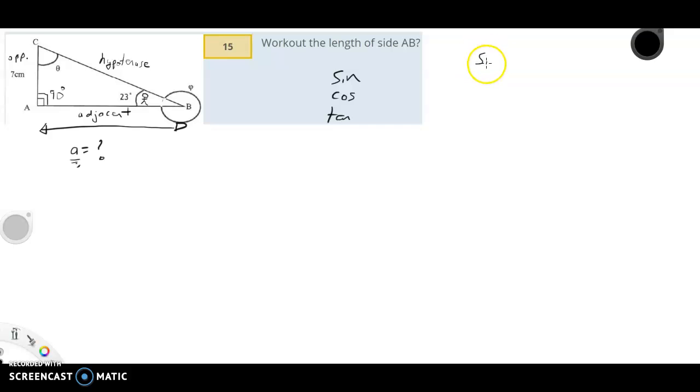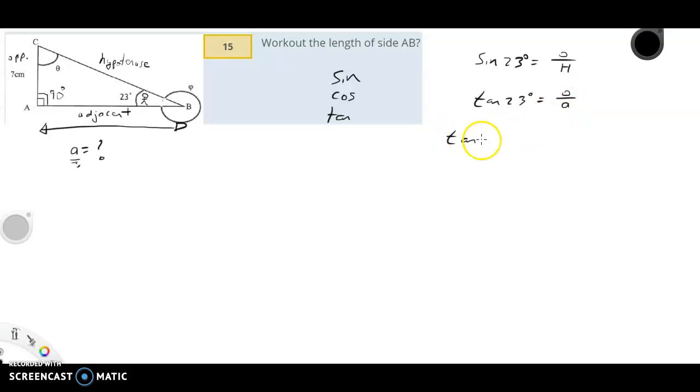So like the sine of 23 degrees, SOH, is the opposite over the hypotenuse. So that would be 7 over the hypotenuse. We're not interested in the hypotenuse at this time. So say if we go for tan 23 degrees, TOA, opposite over adjacent.